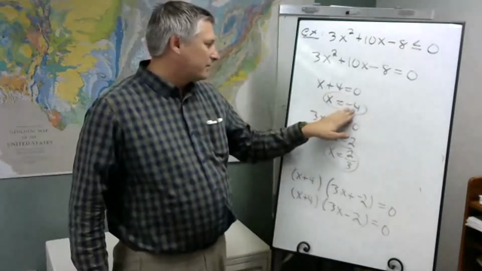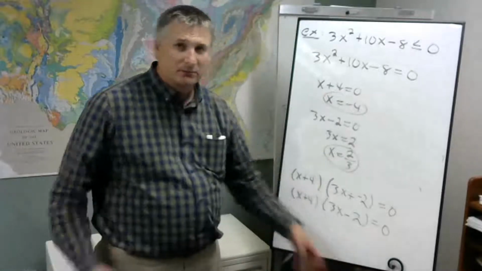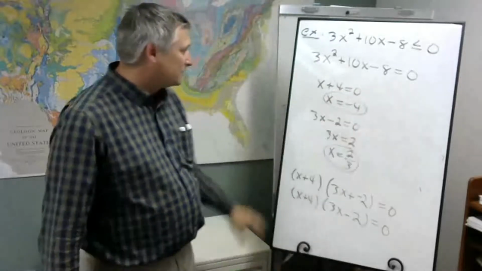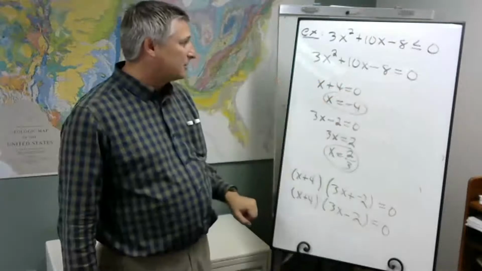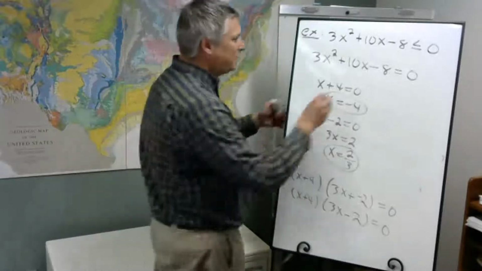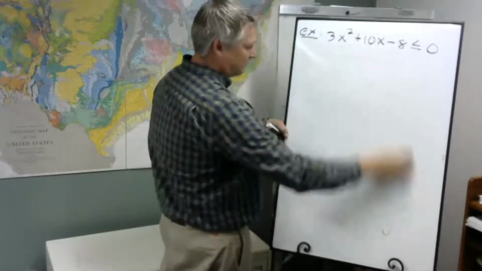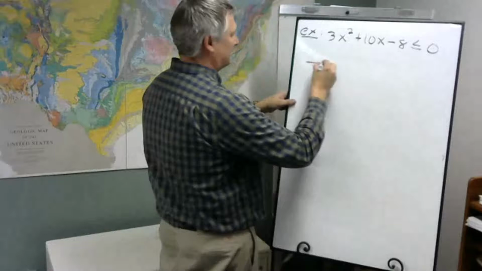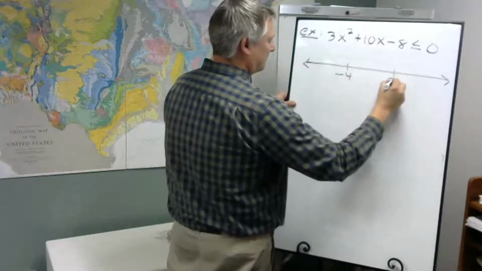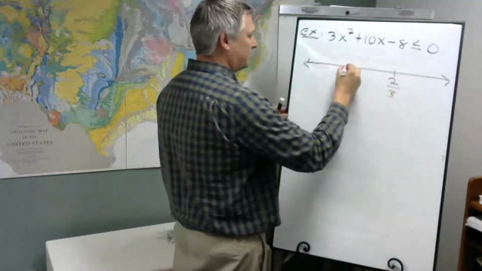So when x is negative 4, this whole thing becomes 0. When x is 2/3, this whole thing becomes 0. And remember, this is just a factored version of that. So that means this is 0 when x is negative 4 and x is 2/3. So now that we know that, we have our x-intercepts. So we need some test points.